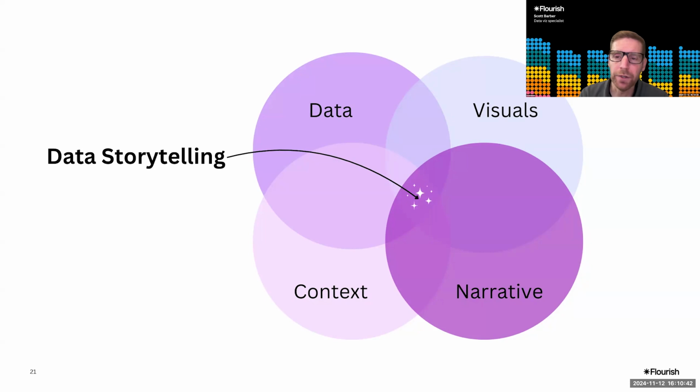And then finally, we've got the narrative. This is the thread that ties everything together. A strong narrative guides your audience through the story and highlights the key takeaways. So here you're thinking about what the key story points are and having a clear idea of what you want people to come away with from each point you're showing.